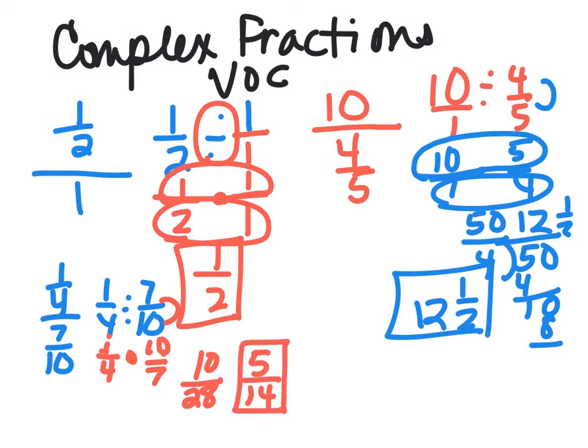And that's simplified. So we'll go over this in class, but there are three types of complex fractions: a fraction over a whole number, a whole number over a fraction, or a fraction over a fraction. And when you rewrite them, they become relatively a lot easier.